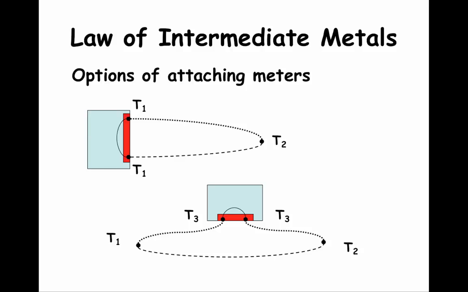With isothermal bars, we apply the law of intermediate metals by making sure that the new intermediate dissimilar metal junctions are at the same temperature. Hopefully you will see that the top option is the preferred method for inserting a meter into the circuit.